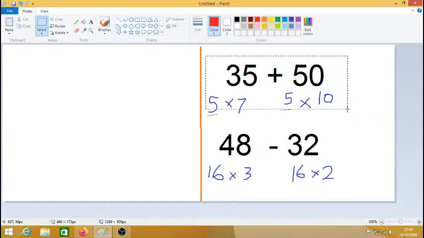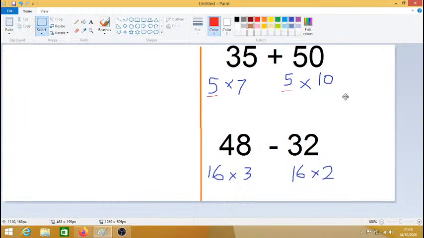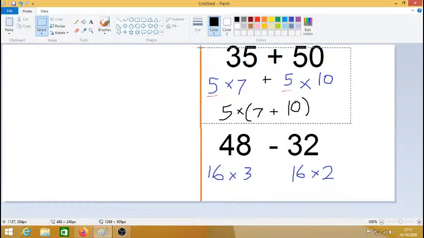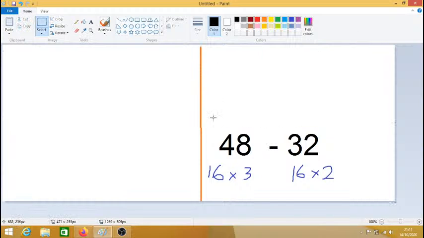Instead of writing 35 and 50, instead of writing 5 times 7 and 5 times 10 separately, let's pull out the common factor of 5 and then use brackets for the rest. 7 plus the 10. It'll still give you the same answer, but it's just a different way of writing the question, and it's called factorising.